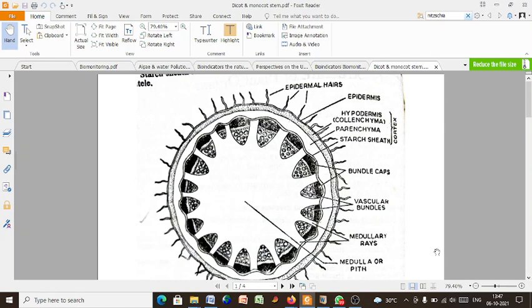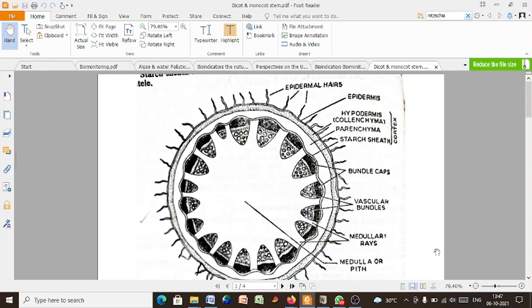Already from the previous classes we have a basic idea about the plant tissue system, the difference between meristematic and permanent tissues, the types of meristematic tissues and permanent tissues, and their use. A dicotyledonous plant and a monocotyledonous plant show some basic differences.